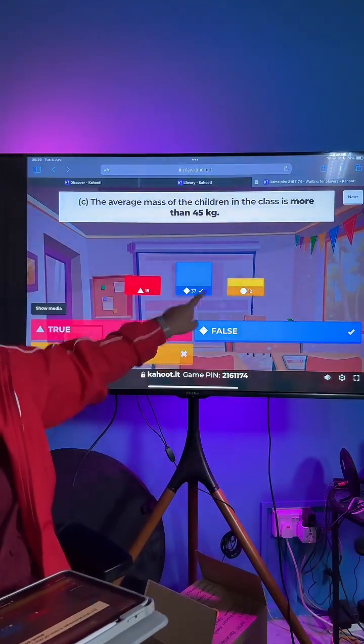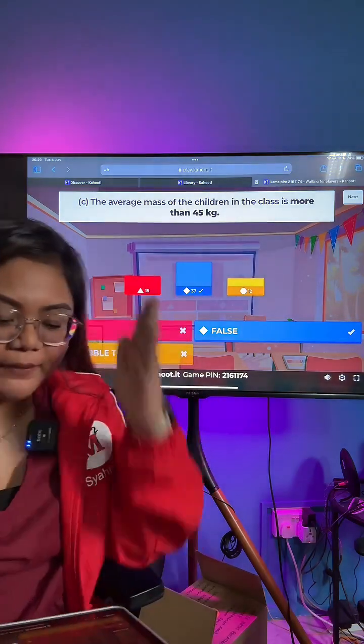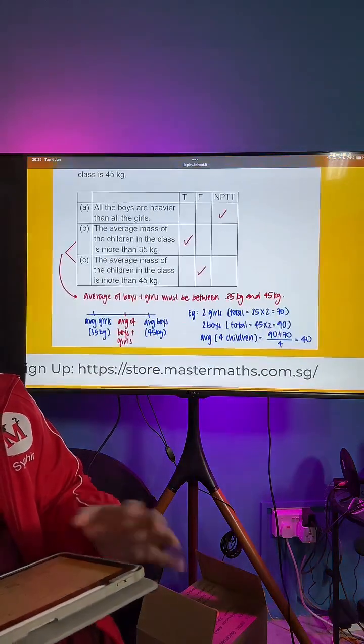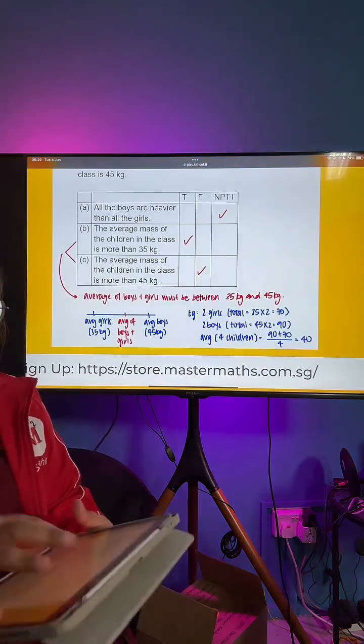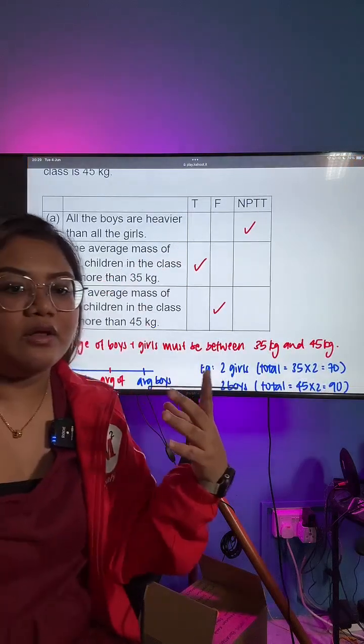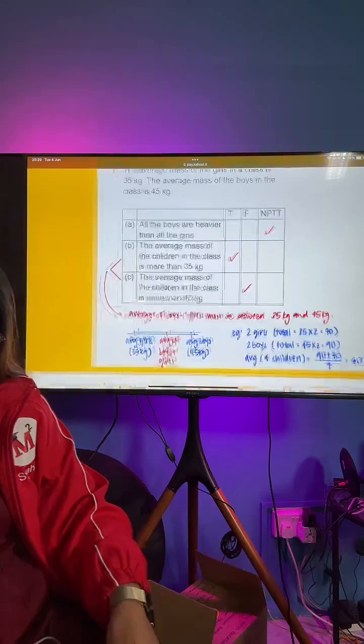So yes, 37 of you got this right. Remember I mentioned the average of everybody must be in the center. Okay, so let me explain to you. Friends, the average of everyone must be in the center. The first one I explained just now already, right? There is a possibility of one boy being lighter than one girl. Okay, so it's not possible to tell.